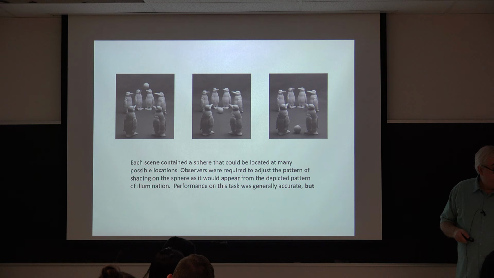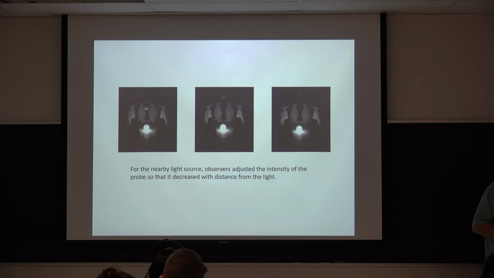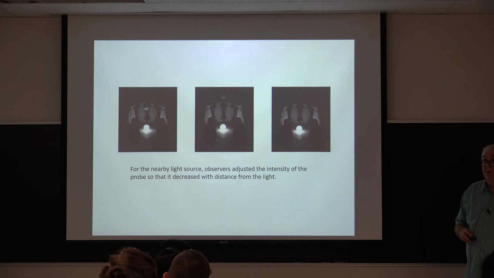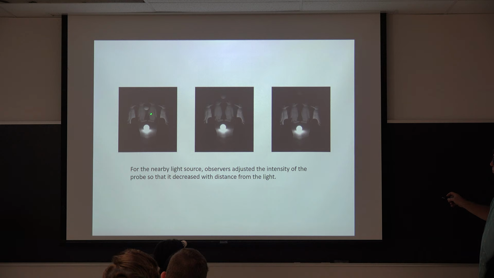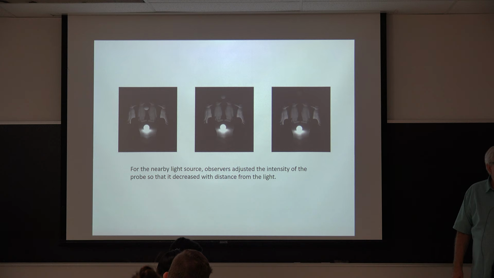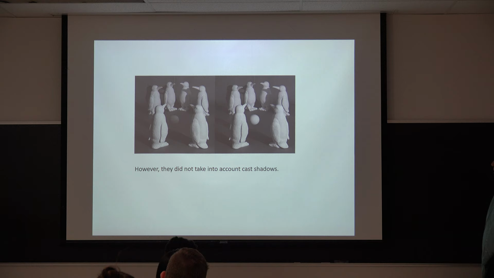And it turns out observers are remarkably good at this. One of the things they get is they adjust for the intensity of the light with distance. So here you see how this one looks brighter, which is closest to the light, this one's dimmer as it gets farther away, and this one dimmer as it's farther on. So observers are taking into account the attenuation of the light with distance. However, what they don't take into account are shadows.